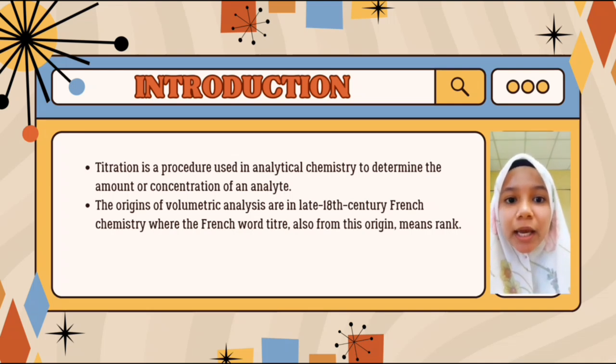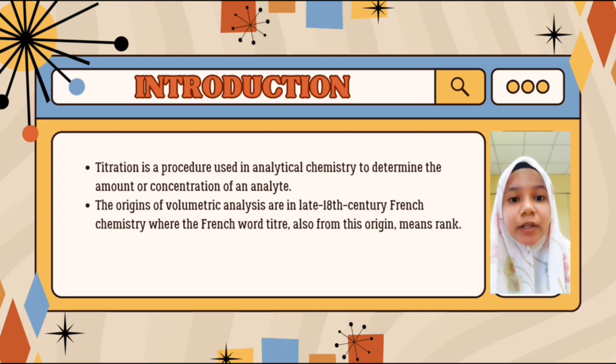So what is titration and how can it be used in the detergent industry? First things first, titration, or volumetric analysis or titrimetric analysis, can be defined as a procedure used in analytical chemistry to determine the amount or concentration of an analyte. In this case, the concentration of analyte that we want to determine is the ingredients found in the making of detergent. The origins of volumetric analysis are in late 18th century French chemistry, where the French word titrate, also from this origin, means rank.